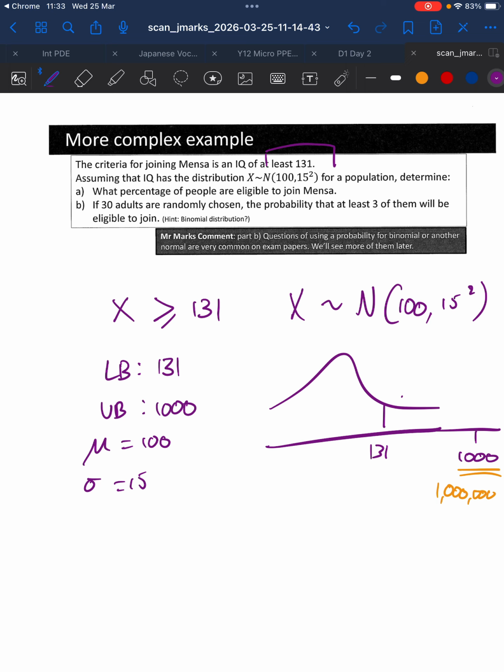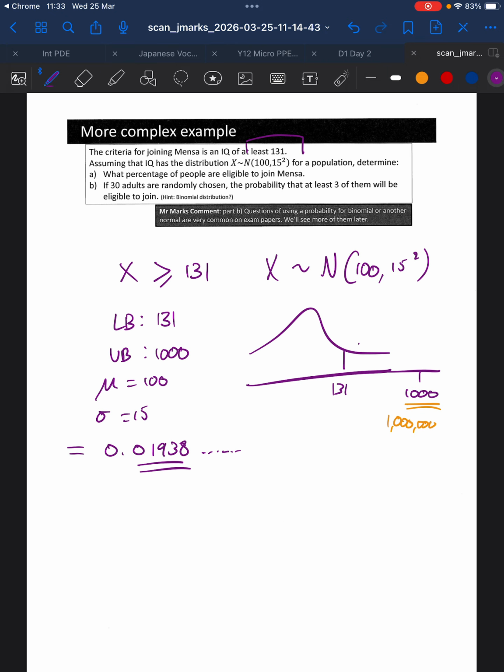Okay, so my answer for this is going to become 0.01938. You can write more decimal places. You need really at least 4 is a good idea, okay? But just write more. You won't get marked down for writing more, but you can lose marks for writing less. So the probability of joining Mensa is equal to 0.01938. You will see why I've written it like this in just a moment. So that's my answer to part A.